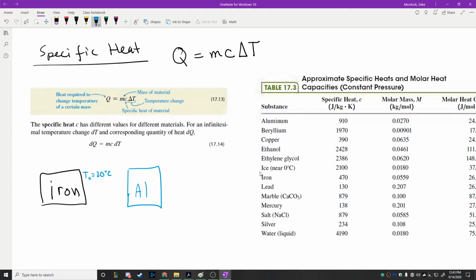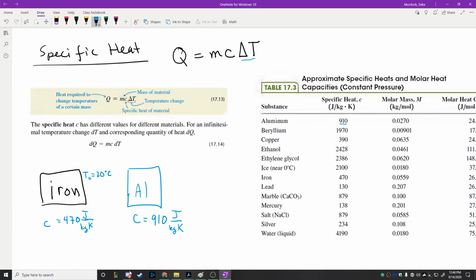So what does it mean that aluminum has a specific heat of 910? This is in joules per kilogram times Kelvin. The Kelvin's in the denominator too. So aluminum has 910, and iron has 470. So what does that mean? I think the Kelvin can be replaced with degrees Celsius here too, because it's a delta T, right?